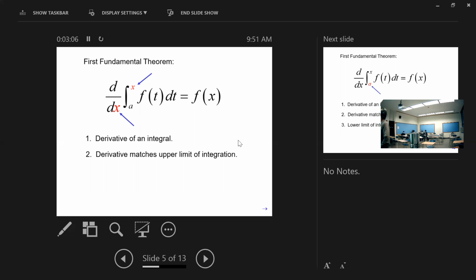This letter has to match that letter. The lower limit has to be a constant. It doesn't have to be 0. It has to be any constant. Now think about this. When I say any constant, what is the derivative of any constant? 0. So this thing could be a 10. Could be a 0. Derivative of 0 is 0. It could be a 50. Derivative of 50 is 0. You're going to take the derivative, so you want the lower limit to be a constant.